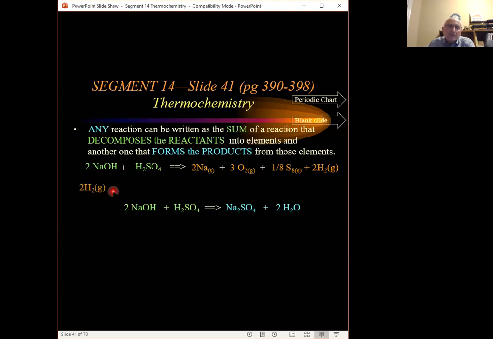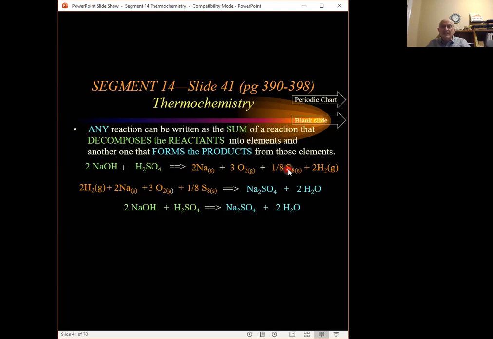Now, if you look at the reaction of those elements, I could put them back together and make the products. I can make the sodium sulfate and the water. And then if I added these two reactions together, the 2 sodiums from the first one would cancel the 2 sodiums in the second one. The 3 oxygens would cancel the 3 oxygens.